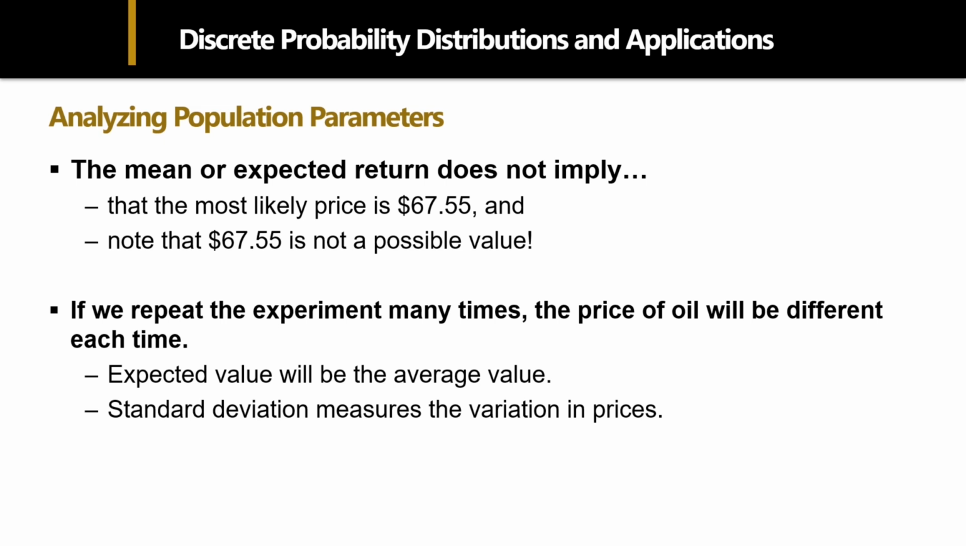Note that the expected return does not imply that we are likely to get $67.55. In fact, it's impossible. It's not one of the four outcomes that can be there. It's just the central tendency of the distribution. If we set this up as an experiment and run it many times, or have many trials, then the price of oil will be different each time. If we took the average of all of those prices of oil, that would be the expected value. The standard deviation, along with the variance, also comes into play.